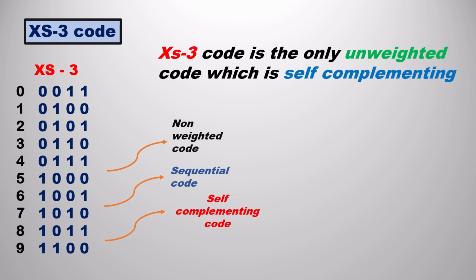So I hope you understood what is meant by self-complementing code. Let's read some definition, that is, XS3 code is the only unweighted code which is self-complementary. Yeah, it's a true definition. So basically, we have three properties in a single type of representation: a non-weighted numeric code, that is XS3 code, unweighted as well as self-complementing in one code.